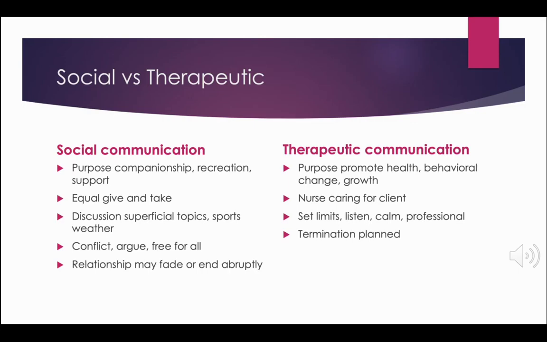There is a difference between social communication and therapeutic communication. So social communication, the purpose of that is companionship, recreational, maybe supportive. It's more equal and there's a give and take. Maybe there's a discussion of superficial topics like sports or the weather. Maybe social communication includes arguments or conflict, and it might be a relationship that fades altogether or ends abruptly. These types of communication can also be long-lasting.